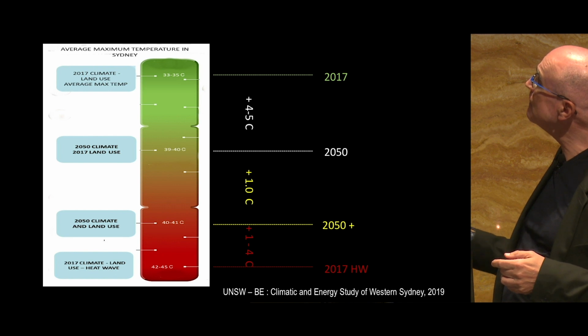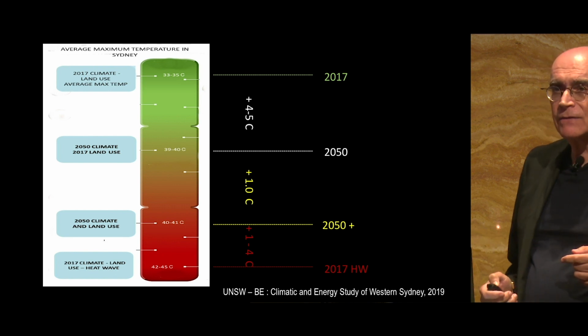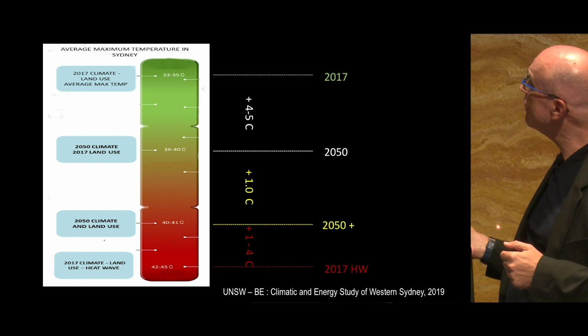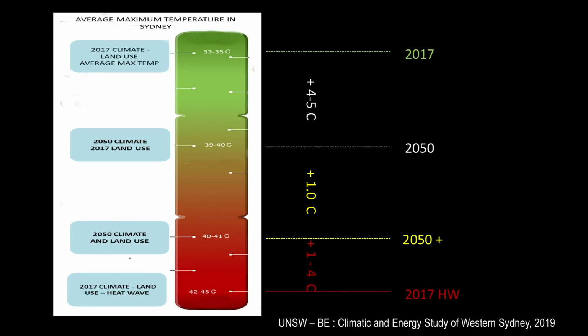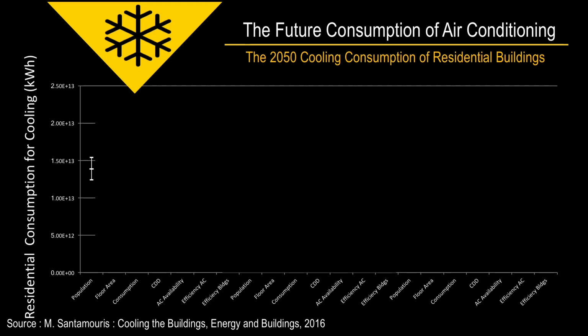You may say, it's an exaggeration. I can assure you that all models by all institutions in Sydney and Australia show exactly the same thing. So if you plot what is happening, you will see that for 2050, we expect an increase by 4 or 5 degrees, plus the impact of the additional construction, the new land use, 1 degree. And this, of course, does not take into account the heat waves of that period. This is the normal temperature.